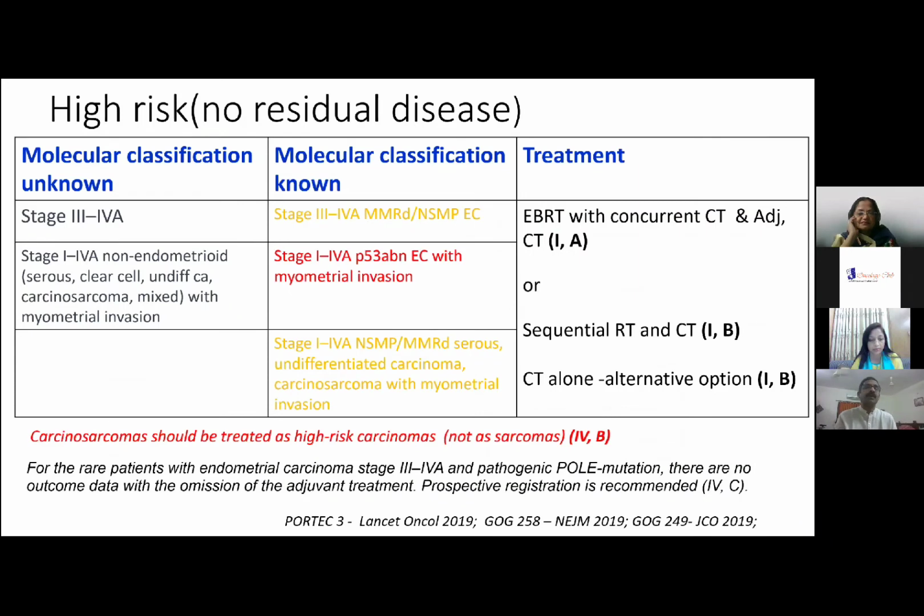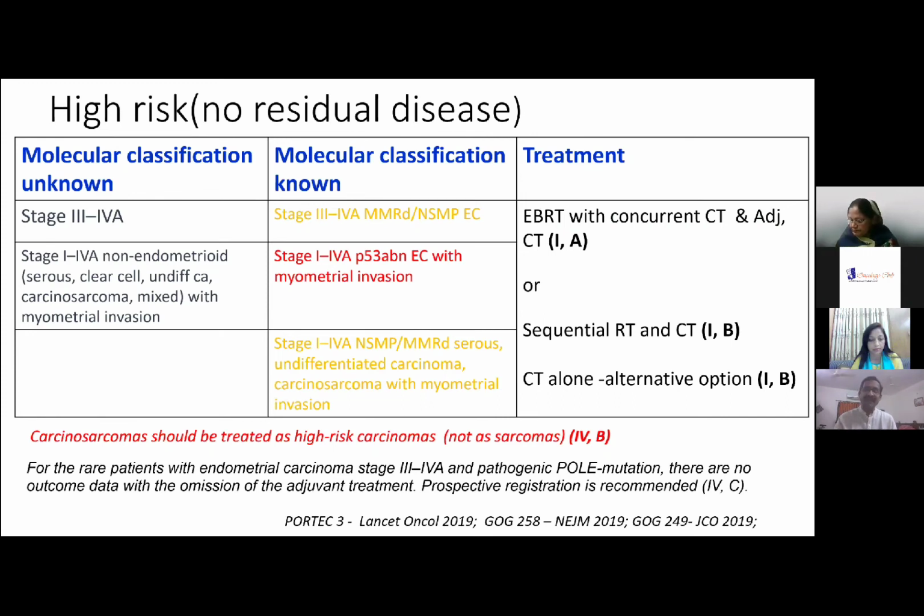For the high risk group, which consists of stage 3, stage 4A with no residual disease, usually patients receive external beam radiation, either with concurrent chemotherapy followed by adjuvant chemotherapy, or sequential radiotherapy and chemotherapy. And these are based on the 2 randomized trials, that is PORTEC-3 and GOG 258, which were published in the last couple of years. For type 2 histology, p53 mutated tumors with myometrial invasion, similar options of concomitant chemoradiation or chemotherapy alone can also be offered.